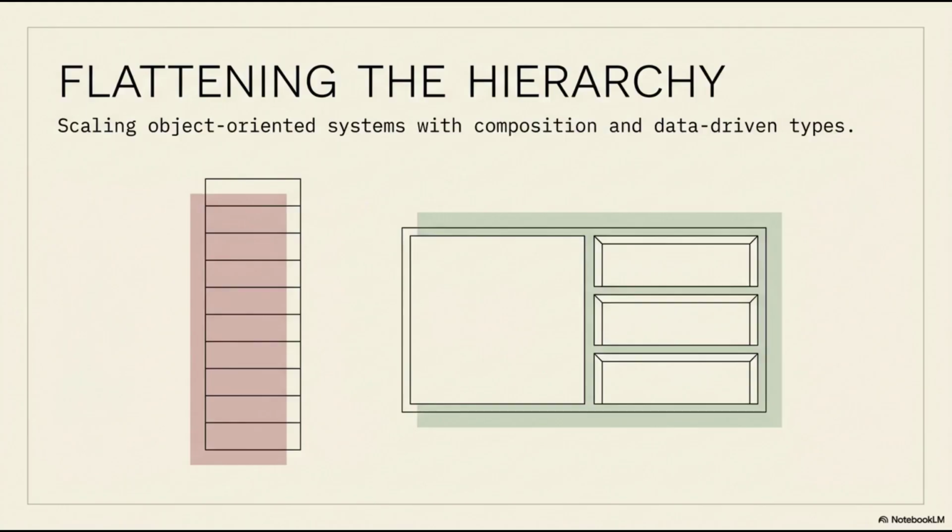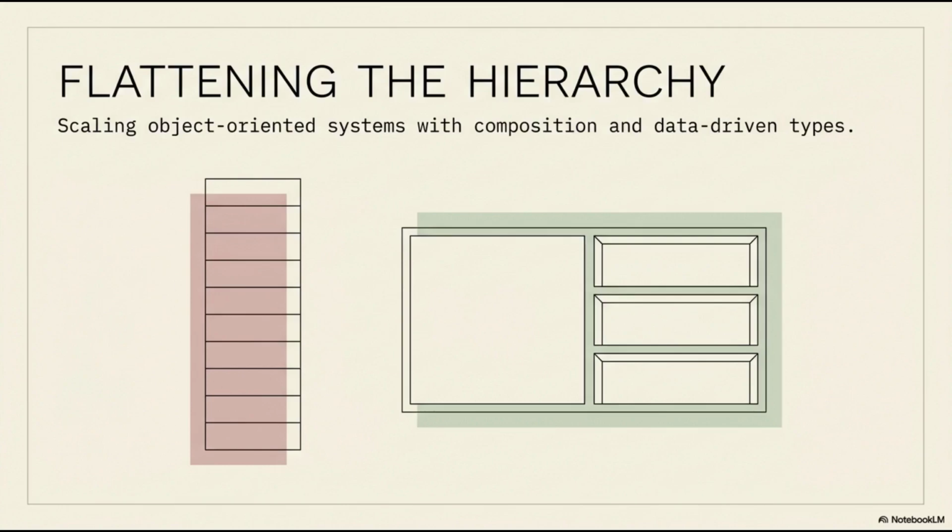On the left, you see a visual representation of a traditional deep class hierarchy. This vertical stack of many layers often leads to complex inheritance chains, tight coupling, and challenges when it comes to flexibility and refactoring, especially as systems grow.